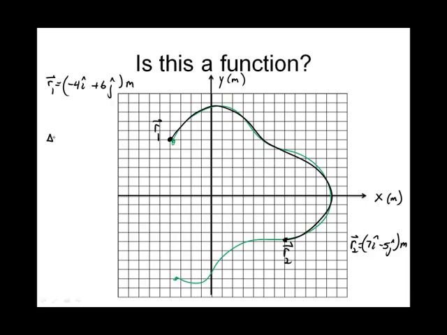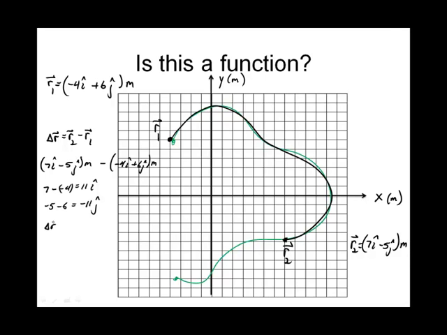So the displacement delta R is equal to R2 minus R1. And so that displacement would be 7I minus 5J meters, that's R2, minus -4I plus 6J meters, which is 7 minus a minus 4, that's equal to 11, that's in the I direction, and minus 5 minus 6, that's equal to minus 11 in the J direction.